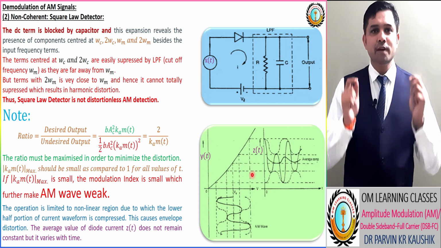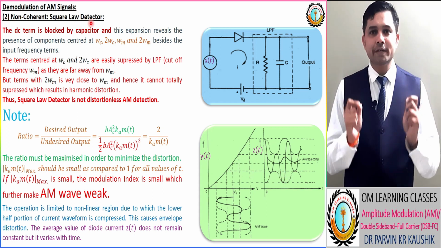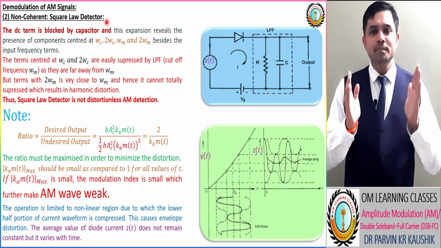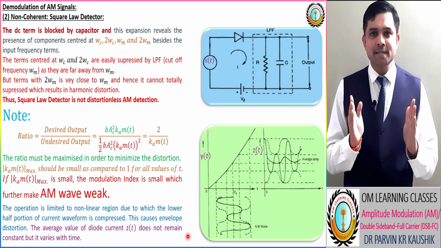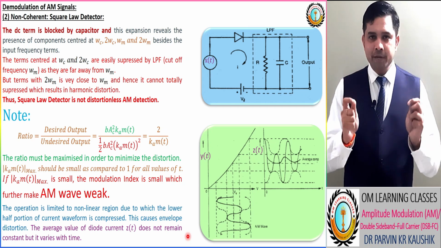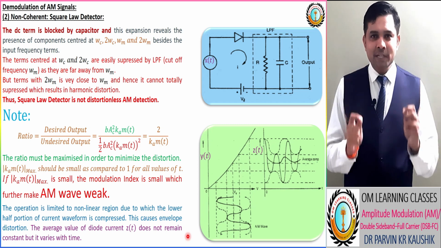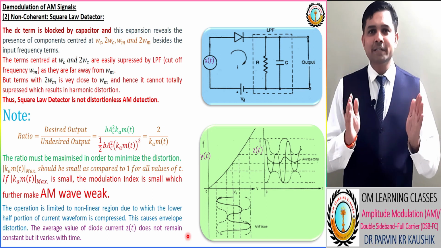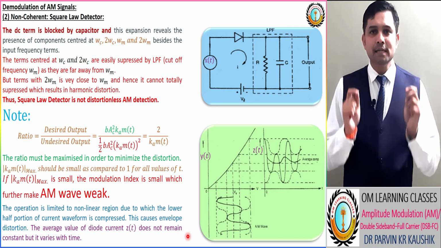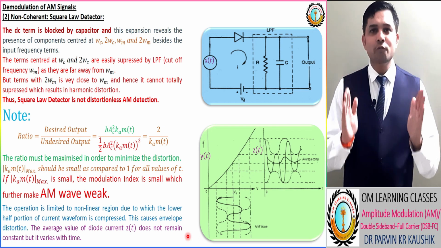With this we complete the non-coherent scalar demodulator of the AM signal. In the next lecture, we will discuss the most popular, most important and commercialized AM application oriented demodulator, which is known as the linear diode demodulator or envelope detector.